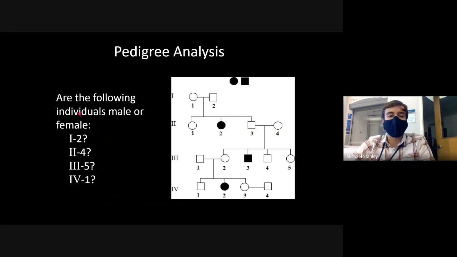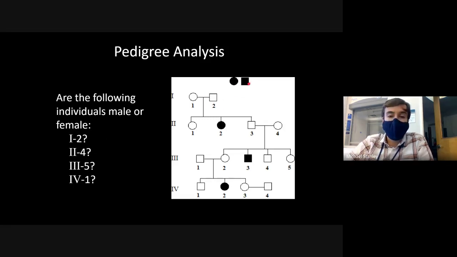Feel free to answer either out loud or in the chat. And knowing what we have just learned about the pedigree, I want you to tell me, are the following individuals male or female? So first up, we have 1-2. Is 1-2 a male or female? Male, exactly. So generation 1, person 2 is right here. They are represented by a square, so they are a male.